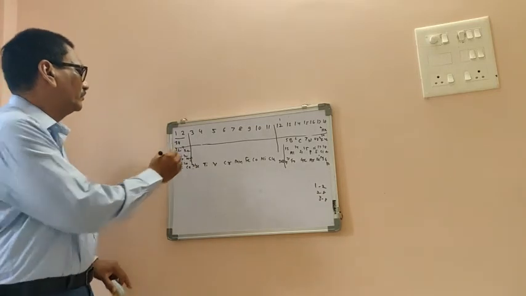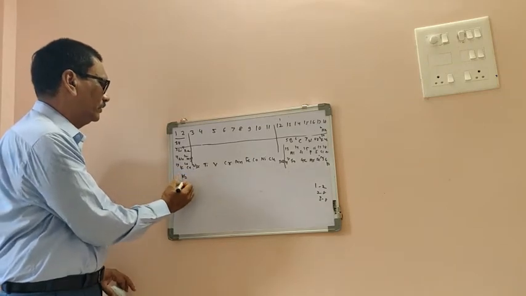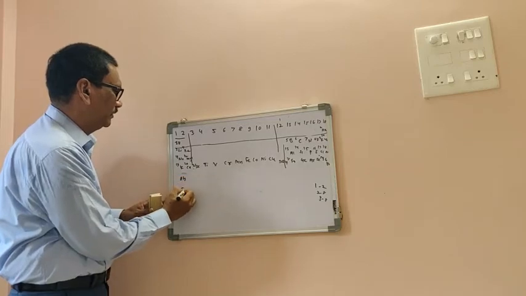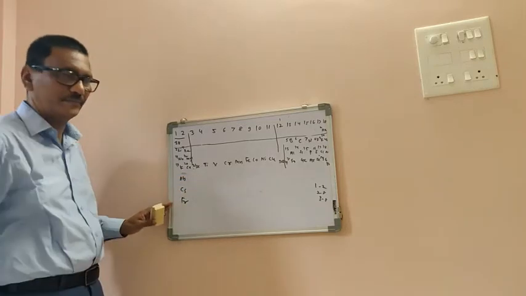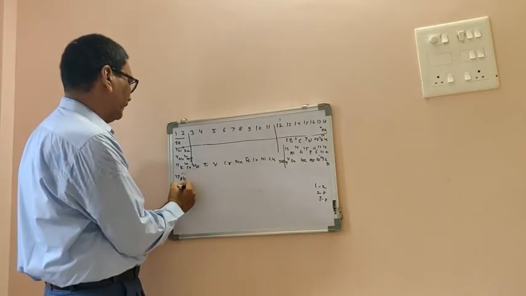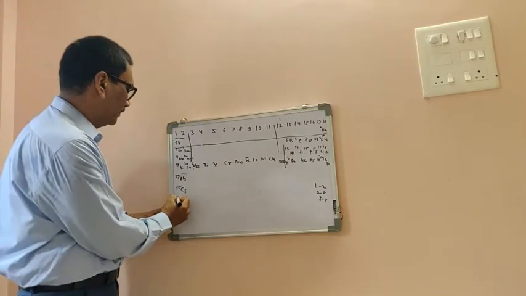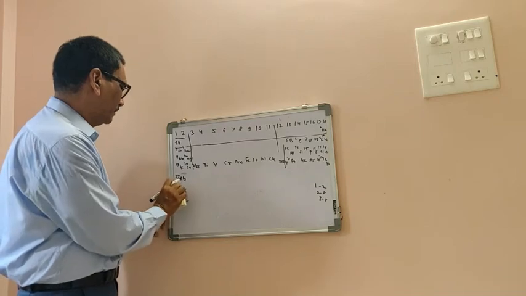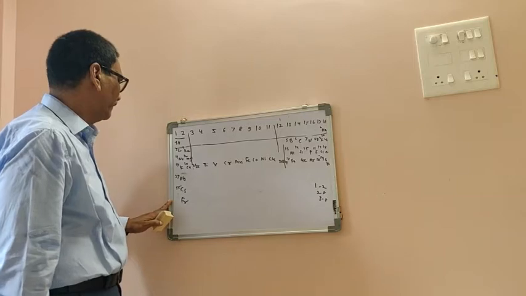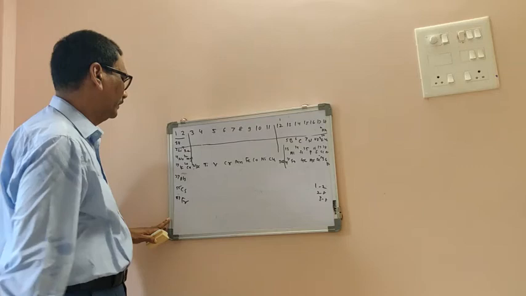After that we have hydrogen, lithium, sodium, potassium, then we have rubidium, then cesium, and francium. So here atomic number 37, then we have 55, and after that we have 87 like that.